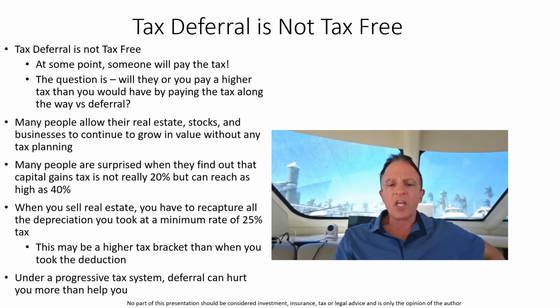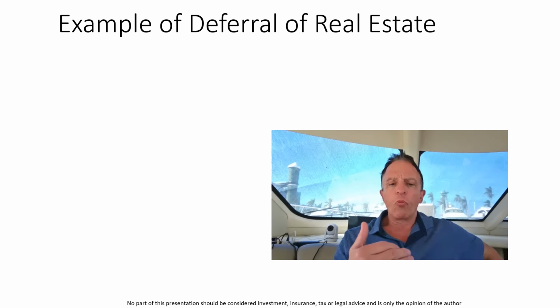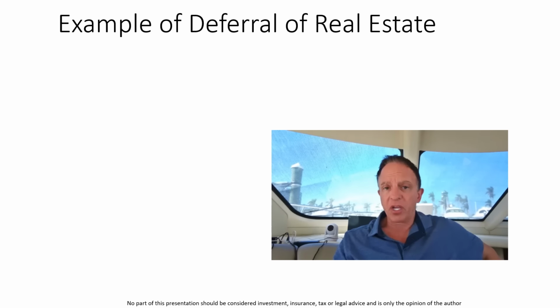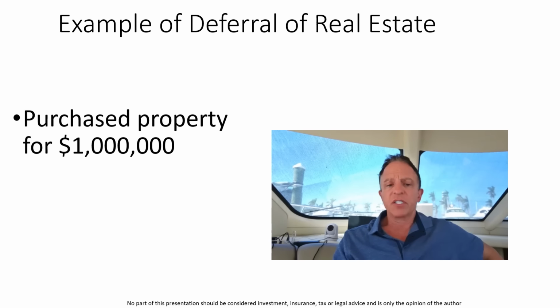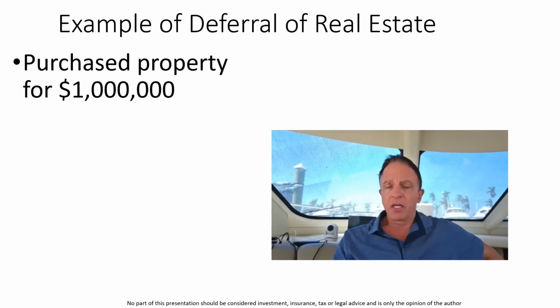So let's talk about really the examples. We're going to start with real estate because real estate's a big one that we use in 664 trusts. Now, we can apply this example to stocks. We can apply it to a business. We can apply it to any property except for collectibles or precious metals or Bitcoin.